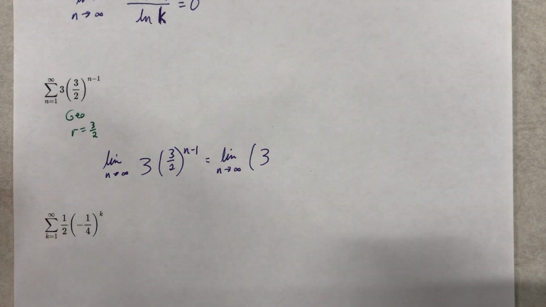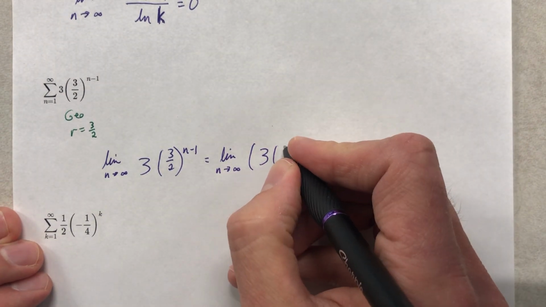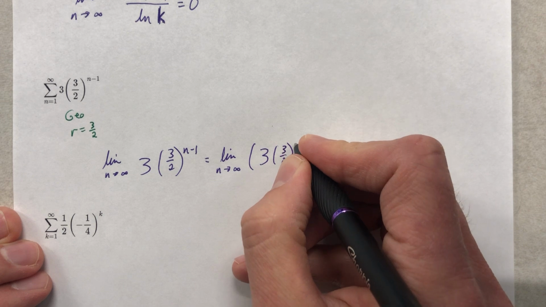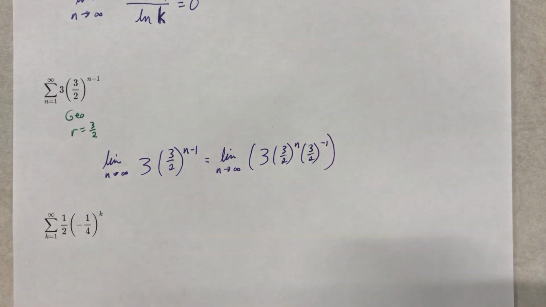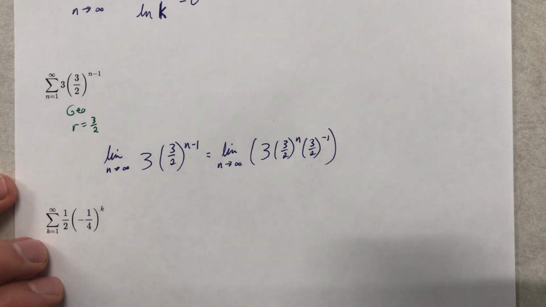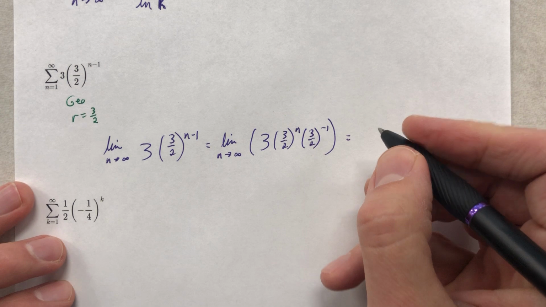I don't know why I put that parenthesis there. We'll go with it. 3 times (3/2)^n times (3/2)^(-1). I'm doing this just so we can get in the habit of rearranging some of these, because that's going to come in handy later. It's going to be a very necessary skill. And so let's keep moving with this.